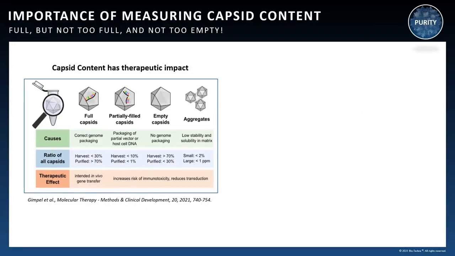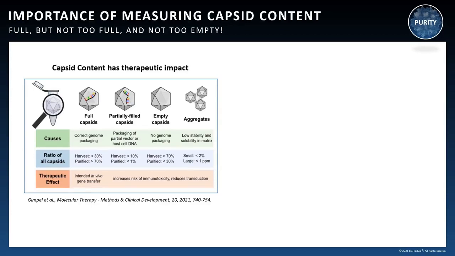Measuring capsid content is quite important for AAVs, and it's a bit of a Goldilocks analogy, in that you want your AAV particles full, but not too full, and definitely not too empty. Along with aggregates, partially filled and empty capsids can increase the risk of immunotoxicity as well as reduce transduction. So they need to be monitored and minimized throughout the process and in the final product.